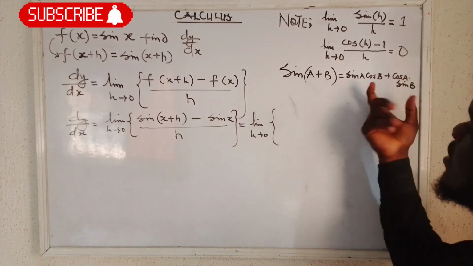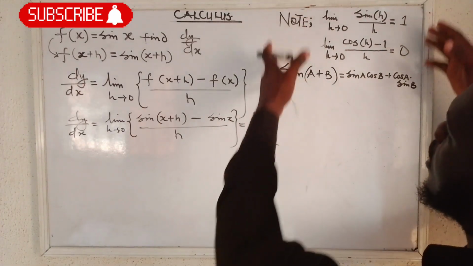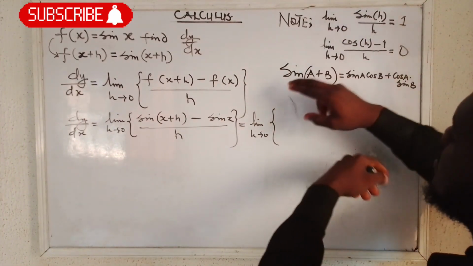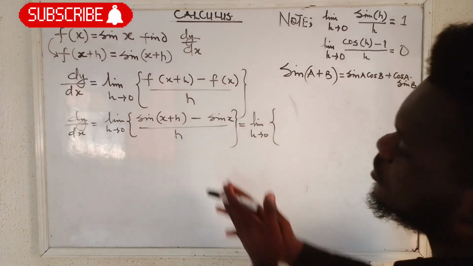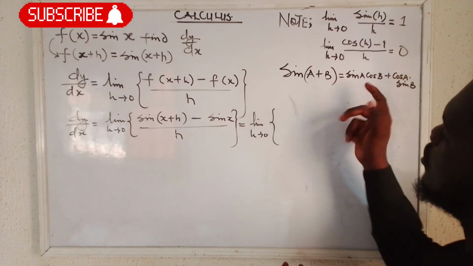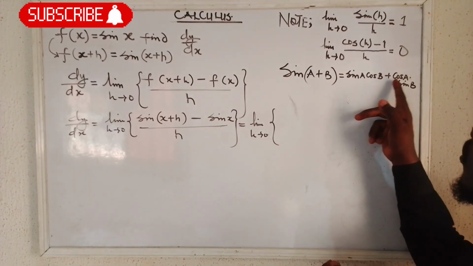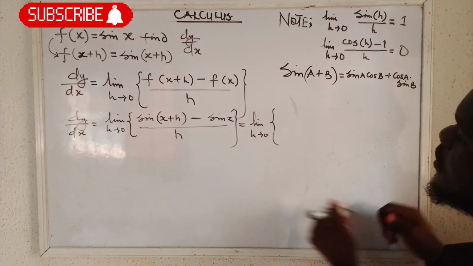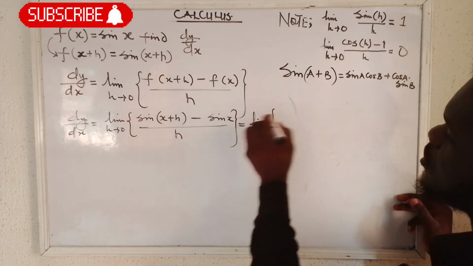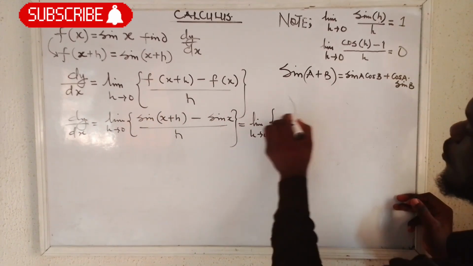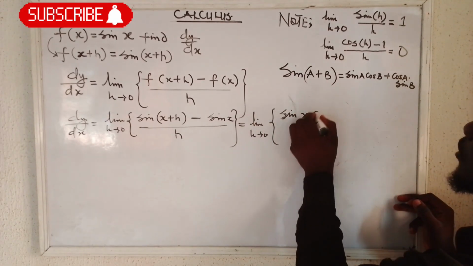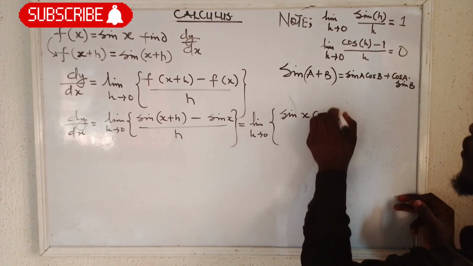Now following this identity which I already showed here, these are the notable identities. These are standard limits, and this is an identity that we are going to use to solve this question. So we have sine of (a plus b) is equal to sine a cos b plus cosine a sine b. That's the same thing that will be applied here. So sine of (x plus h) will become sine of x and cosine of h.